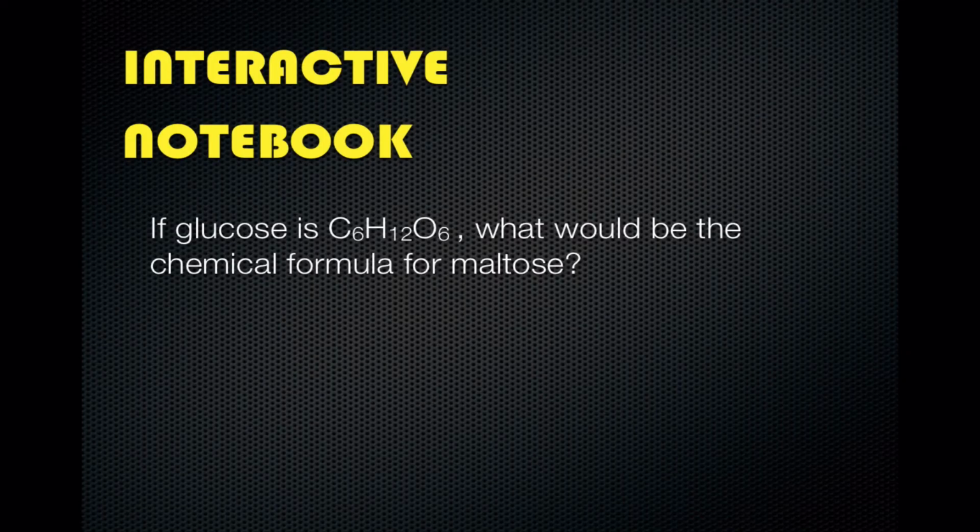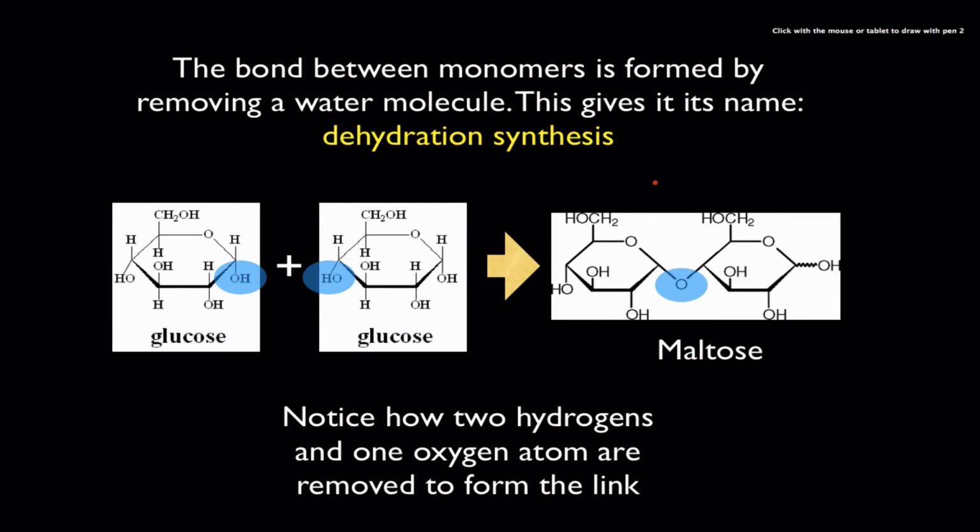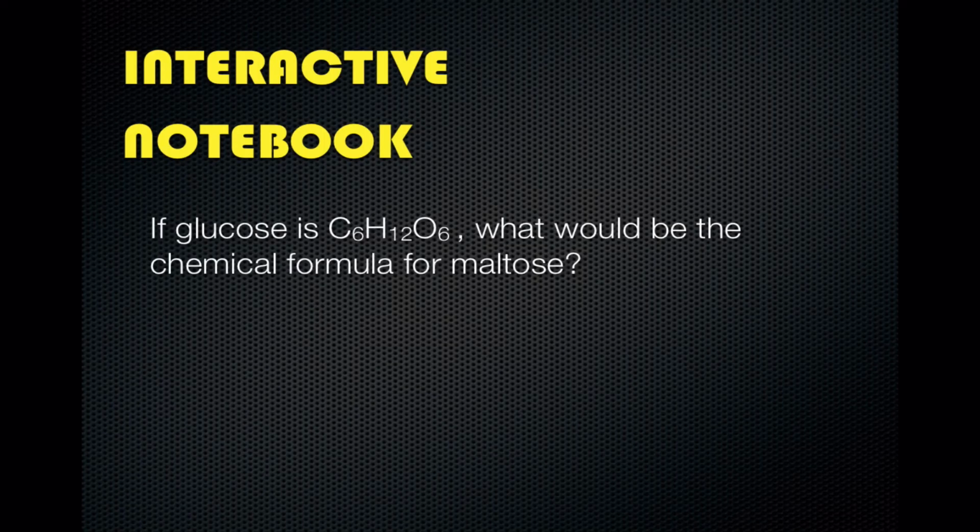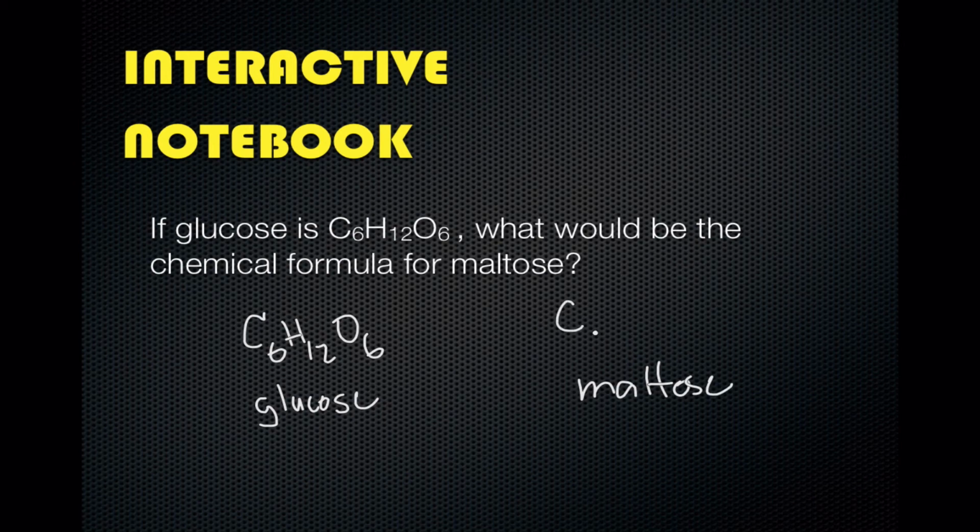So if glucose is C6H12O6, what would be the chemical formula for maltose? What's the chemical formula for this molecule? Can you figure it out? How would you go about doing this? Well, you know glucose is C6H12O6, and you know maltose is made from two of these, so maltose should be C12H24O12, right? Because maltose is made of two glucoses, but we've got the problem of the water.